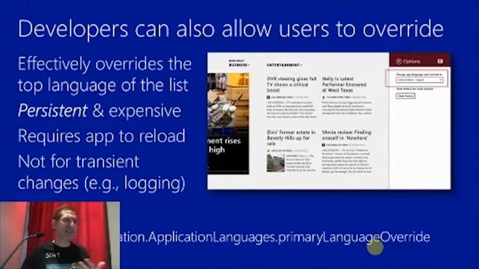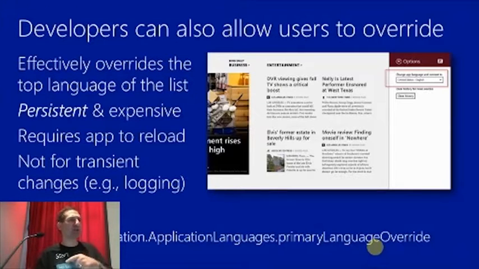And so in scenarios like that, you would override. I would say be careful about that because the change that you make is persistent and expensive. In other words, when you make that change and the user reruns the app, that change will still be there. It's maintained throughout. It's part of the settings. And it's not for transient use.